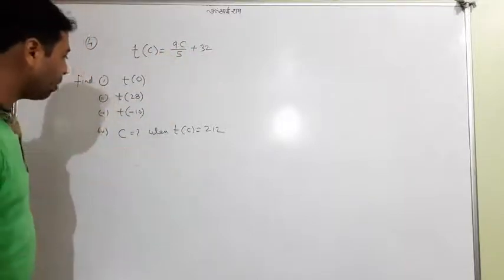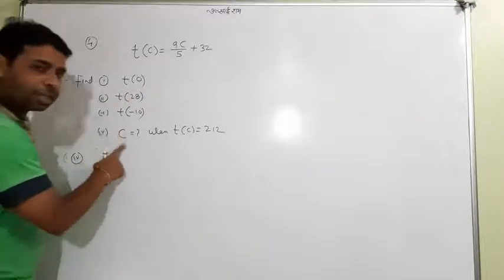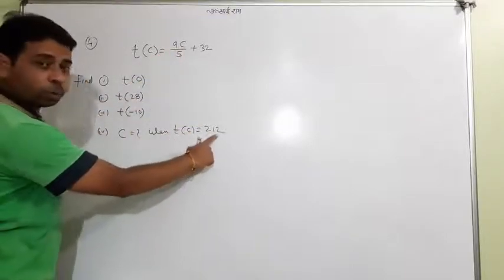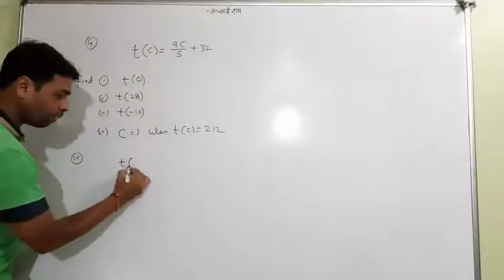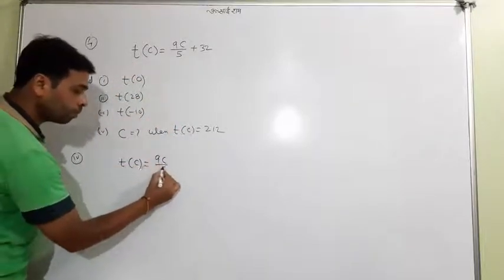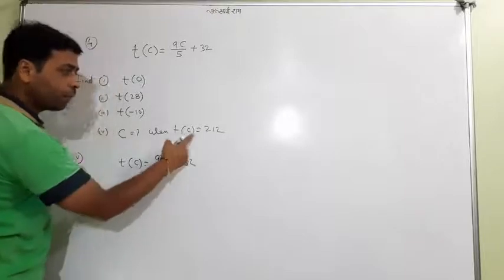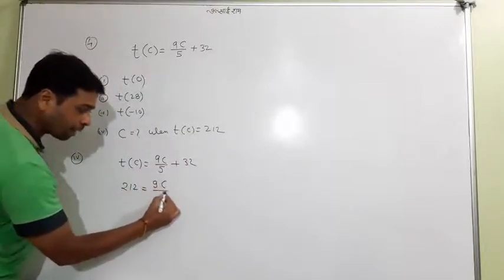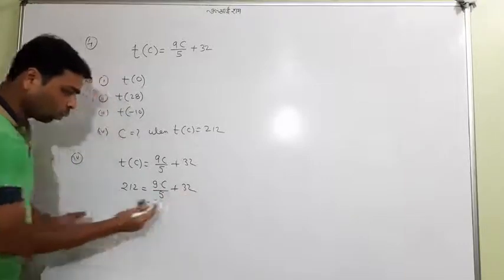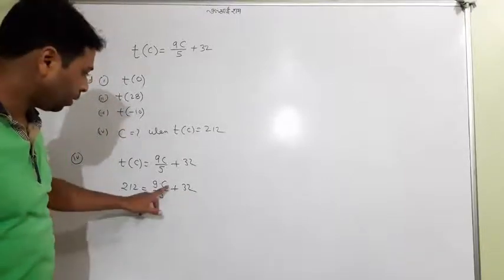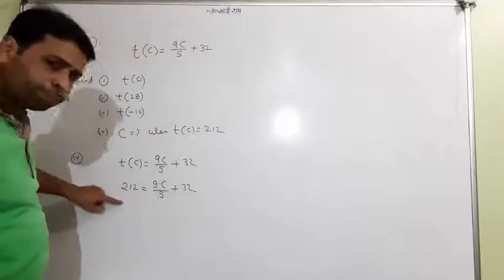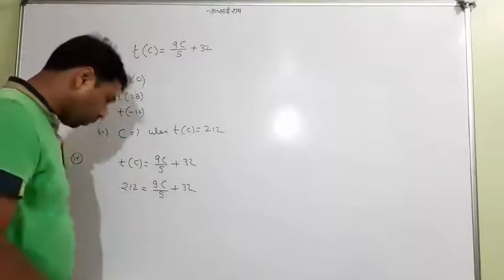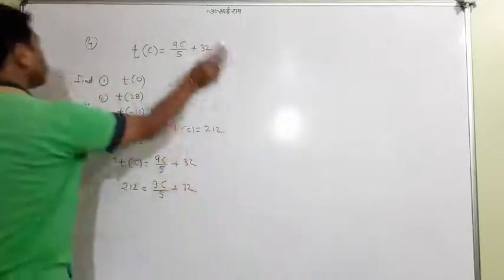And the last one is very important, the fourth one. The question says find capital C when T of C is equal to 212. So write the same formula. Put T of C equal to 212. And now you have to find the capital C. So this is a so-called equation, and you can find it from here. Just transfer 32 here, then find the capital C. I am not telling you this because it is again very easy.